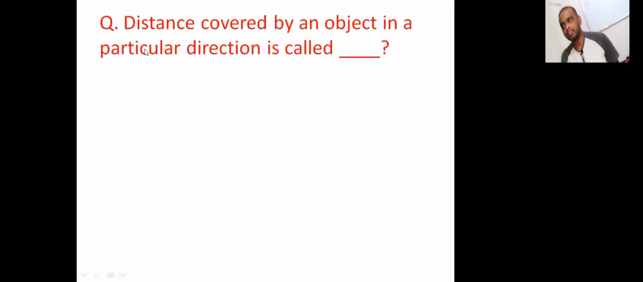Now, the question is: distance covered by an object in a particular direction is called what? Look here. If the distance is covered in a particular direction, it means the distance consists of direction also. I hope all of you understood. In a simple manner, suppose this is point A and this is point B. In a particular direction, A to B, it is a particular distance. So it will be the shortest distance. So what is the answer? Displacement.